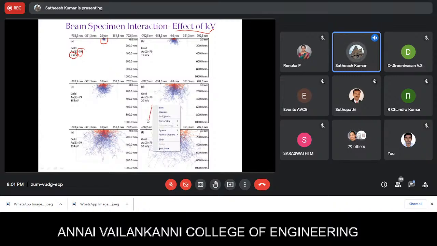So what I'm trying to say here is, by increasing the accelerating voltage, we can actually increase the interaction volume. But depending upon the sample conditions, we need to work on the accelerating voltage.